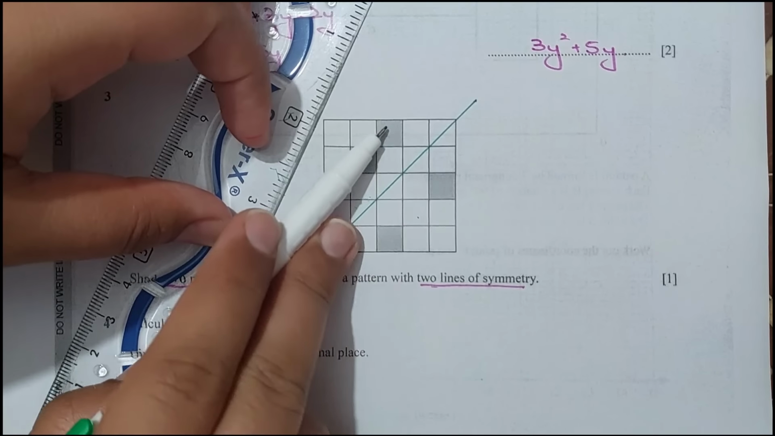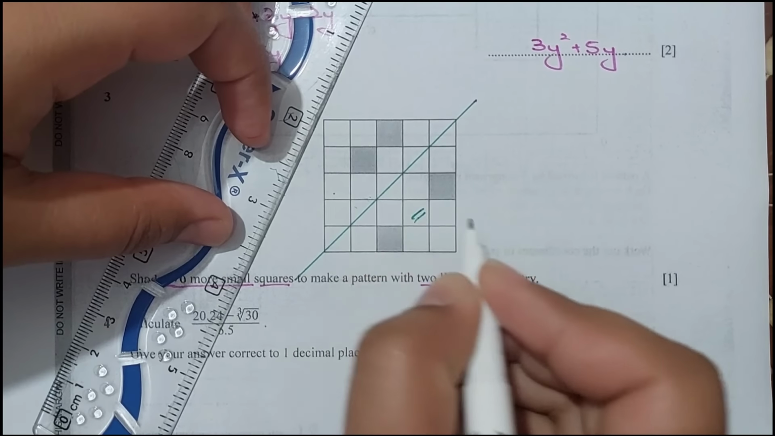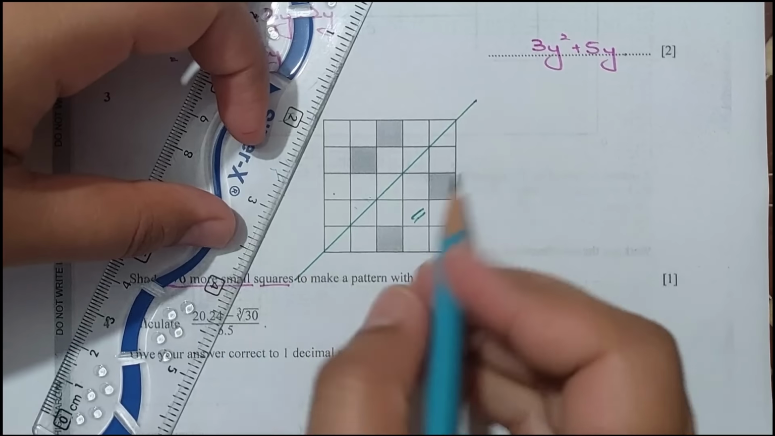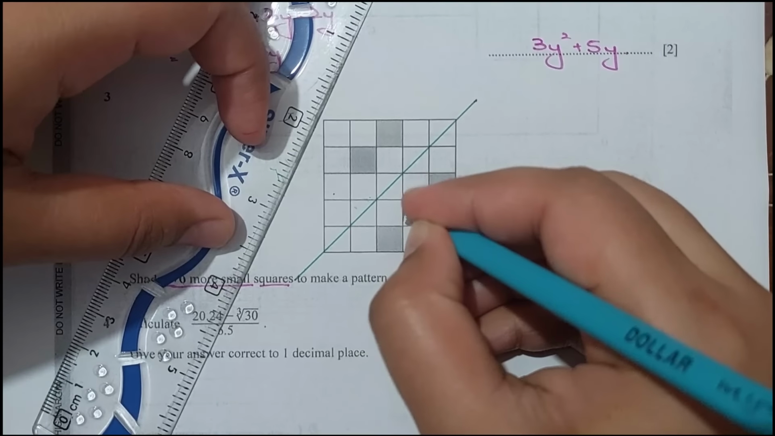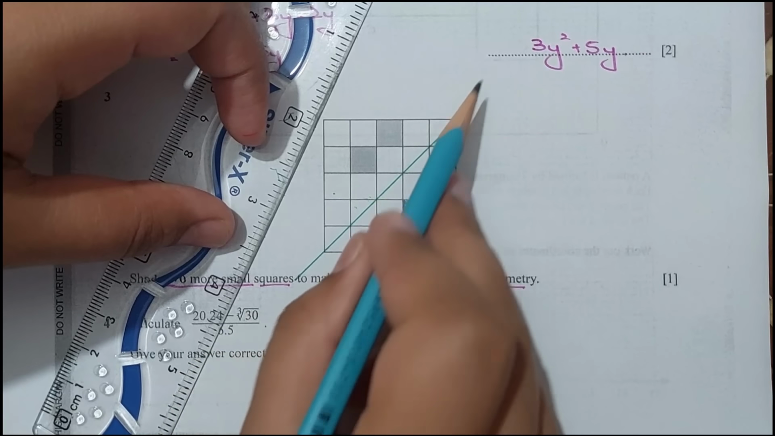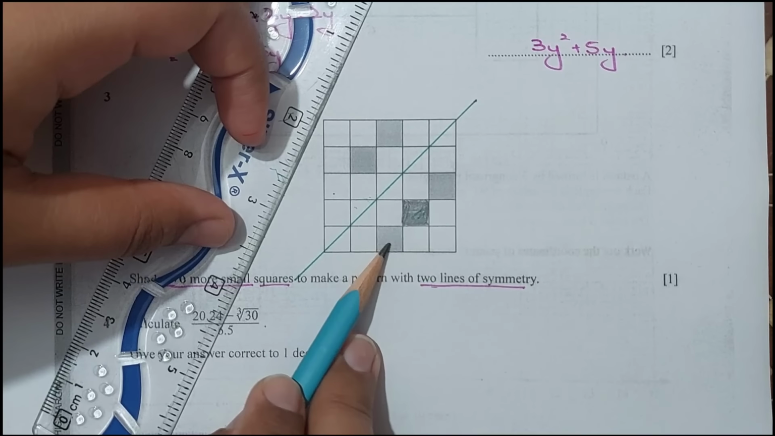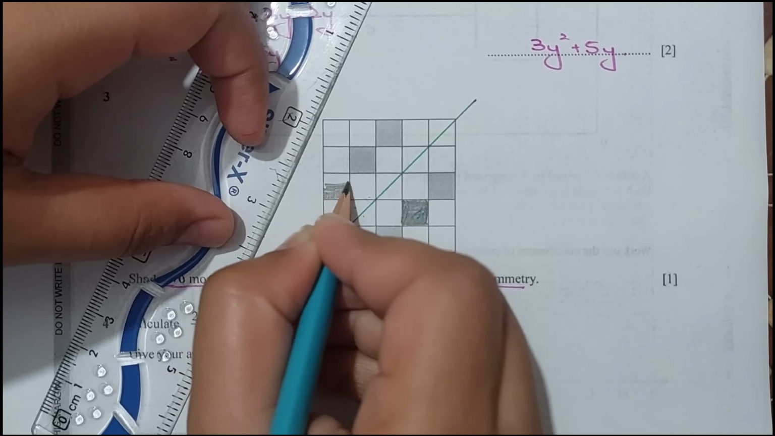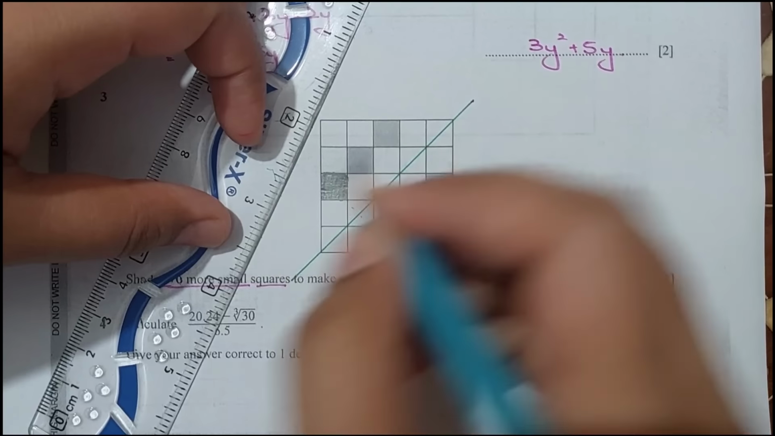So you can see this and this, these two are symmetrical. This one is shaded. You have to shade this block to make it symmetrical. Let me shade it. So according to this line, these two sides and this one are symmetrical. So these are the two other shaded squares, but this is the first line of symmetry.